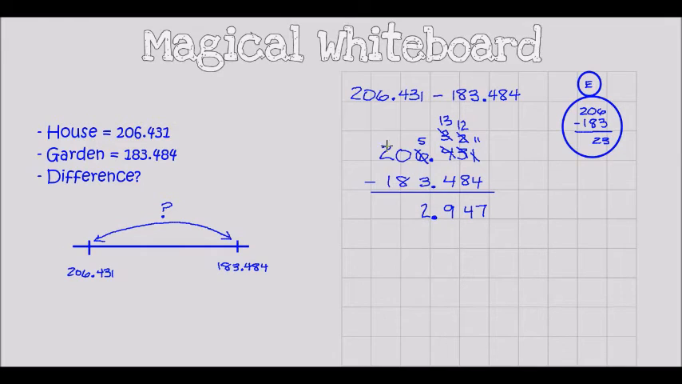And looking at the problem this way, 20 tens minus 18 tens is 2 tens. If you don't like to do it that way, think of it this way. Borrow from the hundreds, leave 100 behind, bring 10 tens over to help, and subtracting you still get 2 tens. So my answer is 22 and 947 thousandths. Is that reasonable? Yes, it is, because it's close to my estimate of 23.